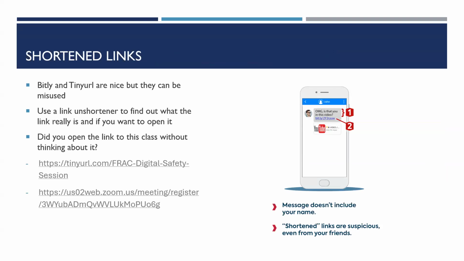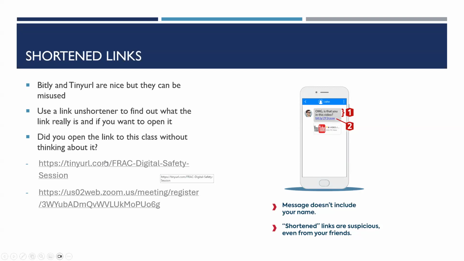So shortened links. How many people today saw that tiny URL for the Zoom link and they just clicked it without looking at it? So a link shortener like bit.ly or tiny URL takes what's called a long form link and makes it shorter so that you can share it with other people, which is really nice. It makes it easy. You don't have to remember this huge long thing. It'll just be like tinyurl.com/ a couple letters and numbers. Way easier than us02web.zoom.us or whatever.